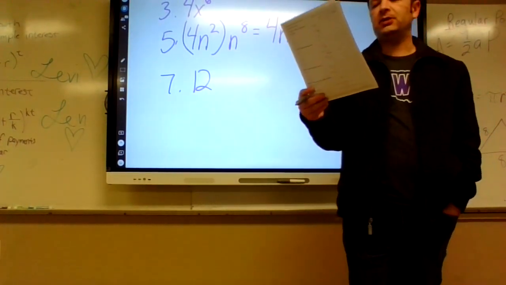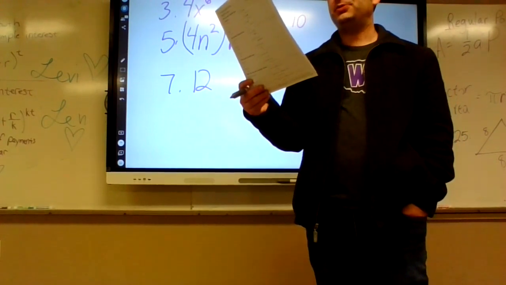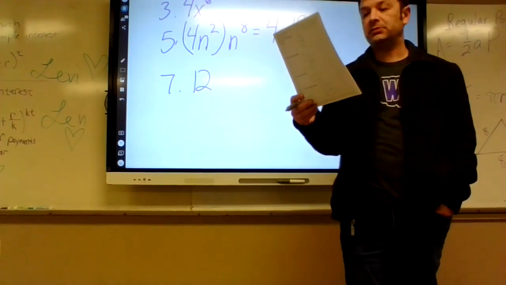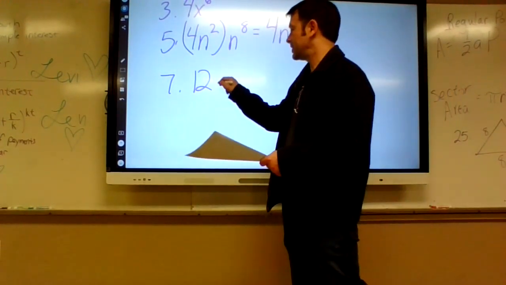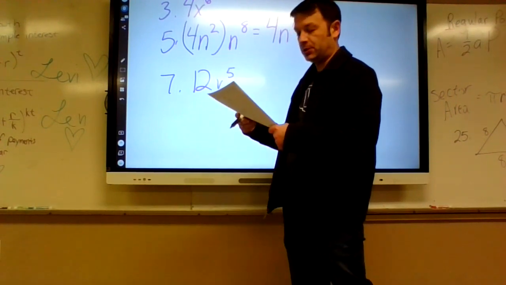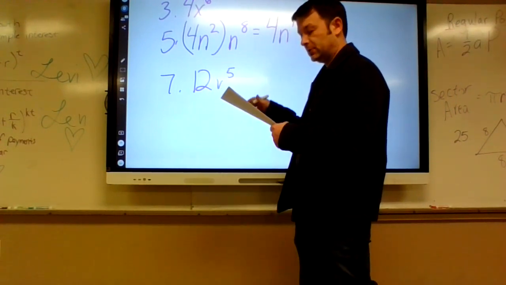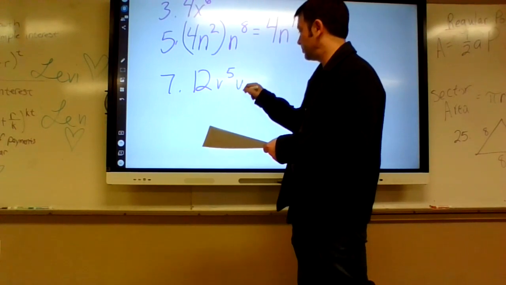How many v's do we have? 5. So we're just adding the exponents again. And then how many u's do we have? 9. 7, 9, yep.